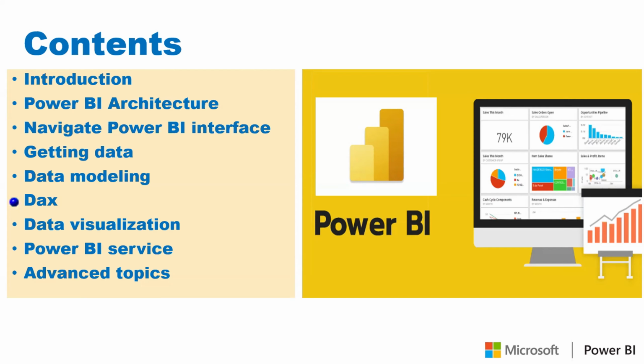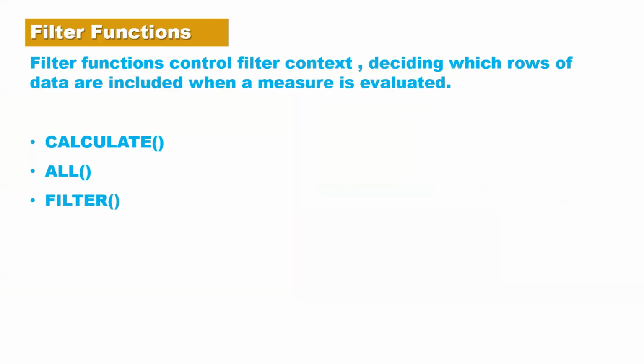Hi everyone. In this video, we're going to talk about DAX filter functions, which are really at the heart of how measures work in Power BI. Filter functions control filter contexts. In other words, they decide which rows of data are included when a measure is evaluated.